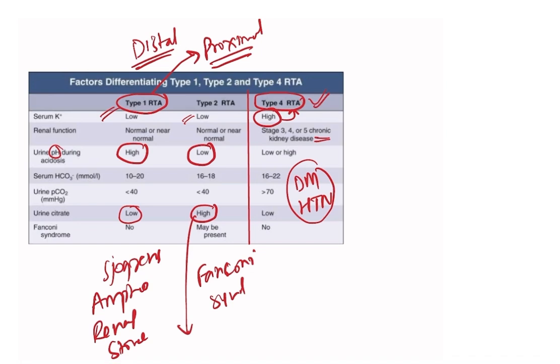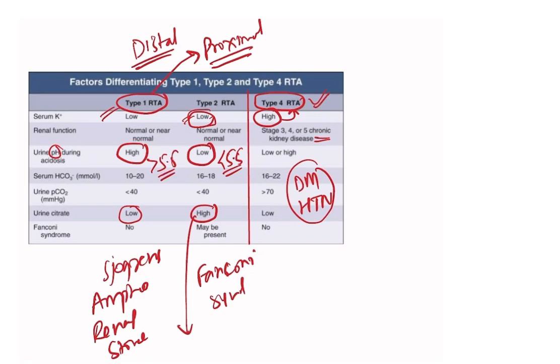Okay, so if there is a history that potassium is low and pH is also low, less than 5.5, then it is type 2 RTA, while if it is more than 5.5, then it is type 1 RTA.